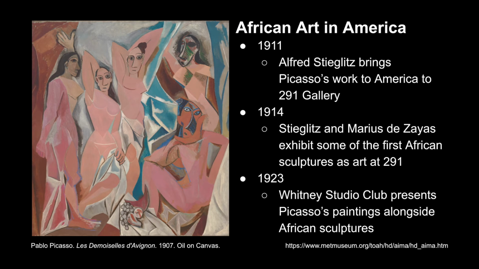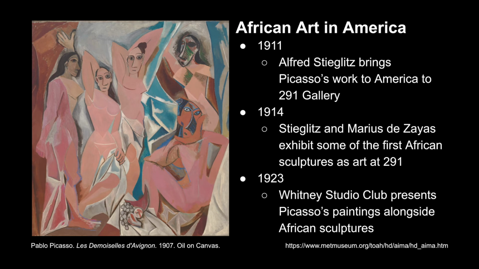Next, moving on to 1914, we see Stieglitz partnering with Marius de Zayas and they're exhibiting some of the first African sculptures as art, rather than as an artifact or some kind of remnant from history. Instead, they're being seen as expressive, aesthetic, conceptual, and cultural works of art in their own right.